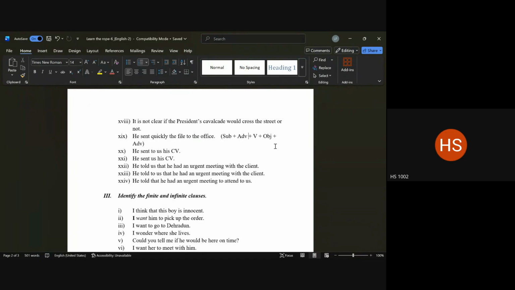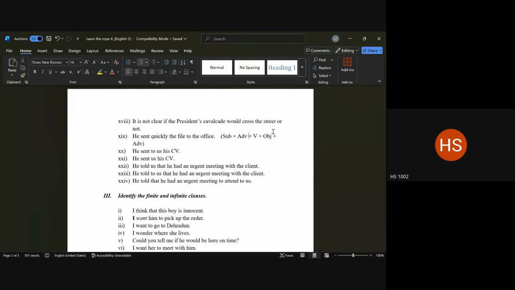What you see more commonly would be he quickly sent the file to the office, or he sent the file to the office quickly. Now, here when you place "quickly" at the end, after everything, that is actually an intensifier. You're not using it as an adverb, but you're using it mostly to emphasize the "quickly" part.